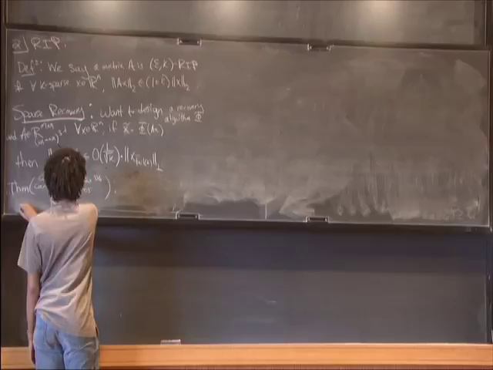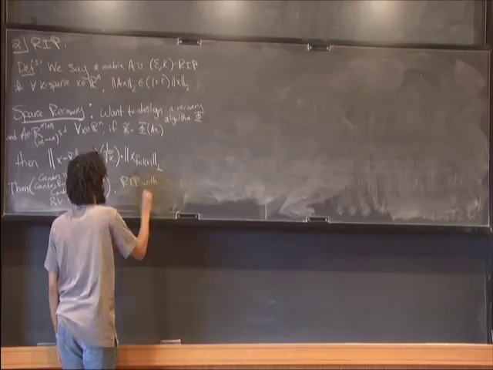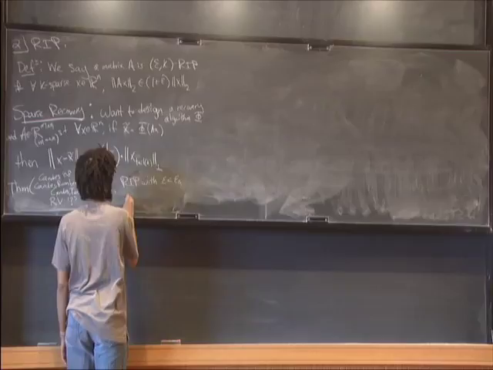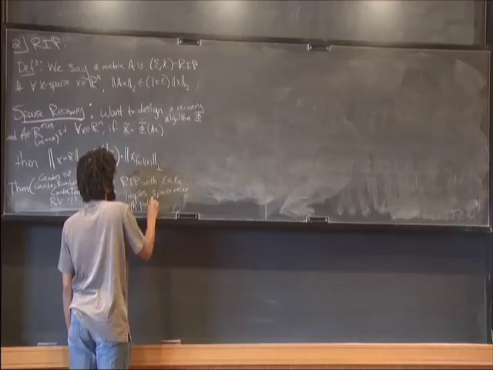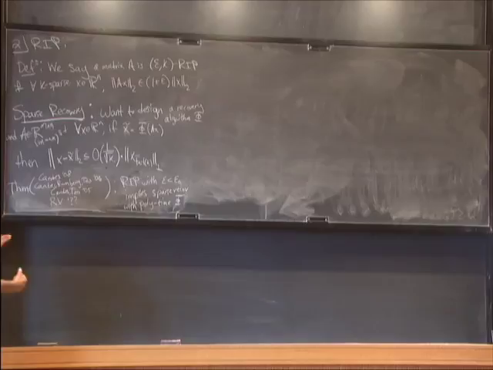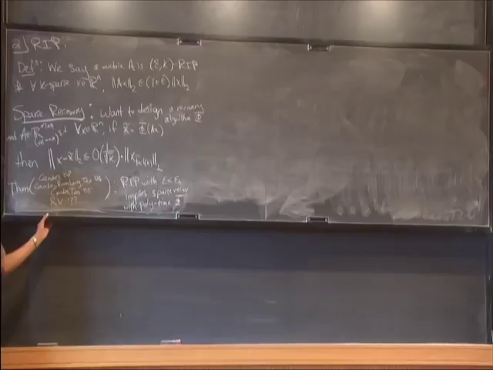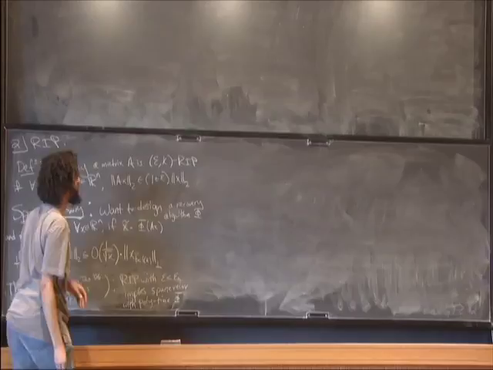The theorem is that RIP with epsilon less than some fixed constant epsilon naught implies sparse recovery with some poly-time recovery procedure. So in particular, you solve some polynomial-sized linear program. That's your recovery, and you can do sparse recovery. So also, RIP continued.